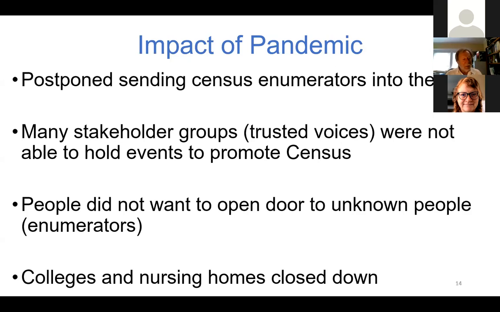And then later in the pandemic, as the enumerators went out to households, you can imagine a lot of people didn't want to open the door to anybody, or certainly an unknown person. And so there was a lot of resistance to enumerators getting access to people in households to get responses to the census. And the last point here is that a lot of colleges and nursing homes had closed down by the time the Census Bureau had plans to get the data from those institutions. And so the pandemic had a big impact that the Census Bureau had to try to overcome.